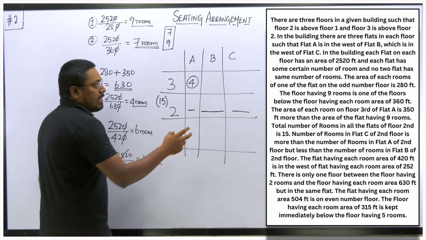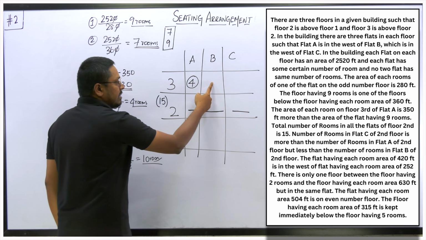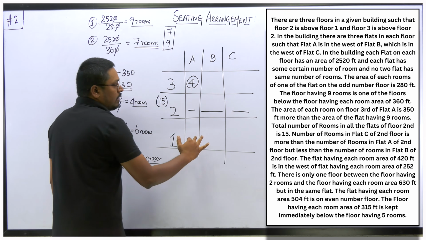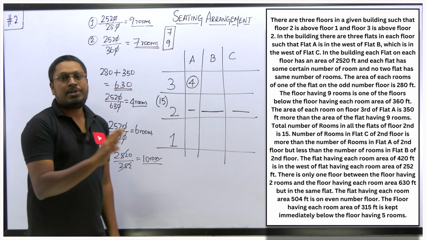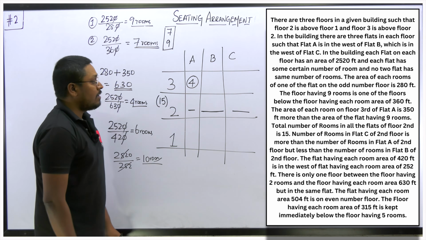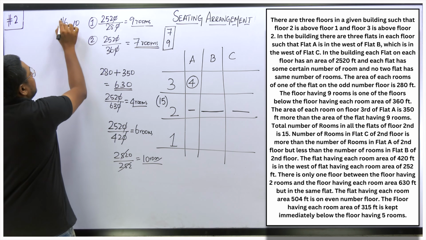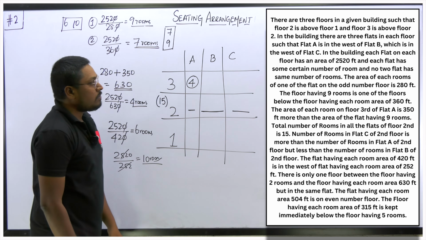So there are two chances. Either we can fix 10 and 6 here, one possibility, or else 10 and 6 on the first floor. But 10's western side should have 6 rooms, right? Okay, so let me take it as a clue. So this is already one clue here. So 10 and 6, this will be the second clue. So next point.